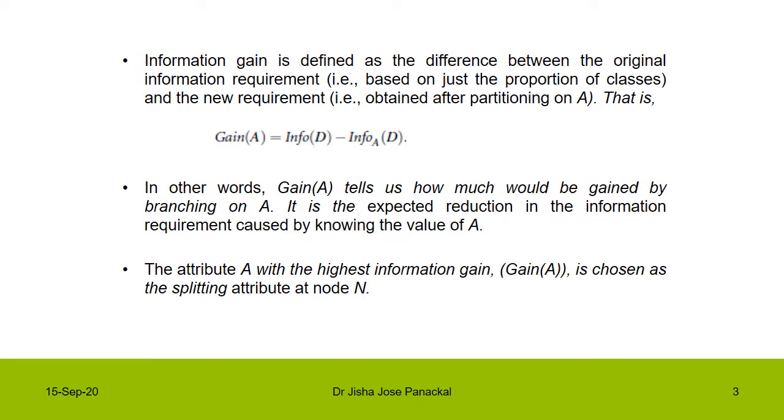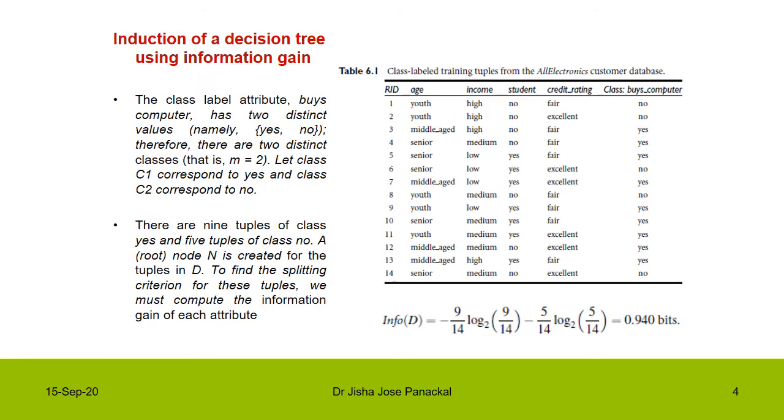We have to calculate the gain of each and every attribute. Information gain of a particular attribute is calculated using this equation, that is Info(D) minus Info_A(D), the info of D based on that particular attribute A. So we have to calculate the gain of each and every attribute, and the attribute A with the highest information gain is chosen as the splitting attribute at node N. So this is the way we have to calculate the information gain.